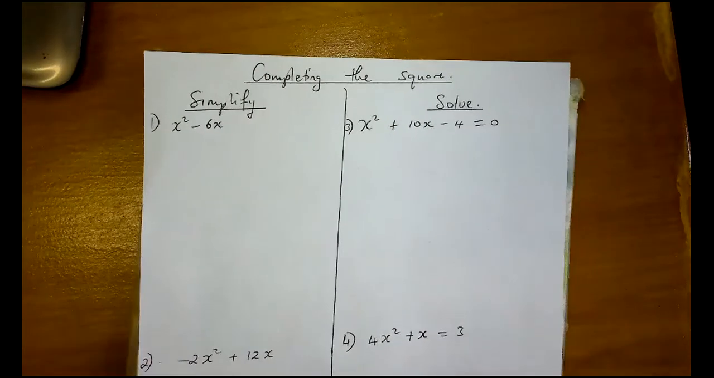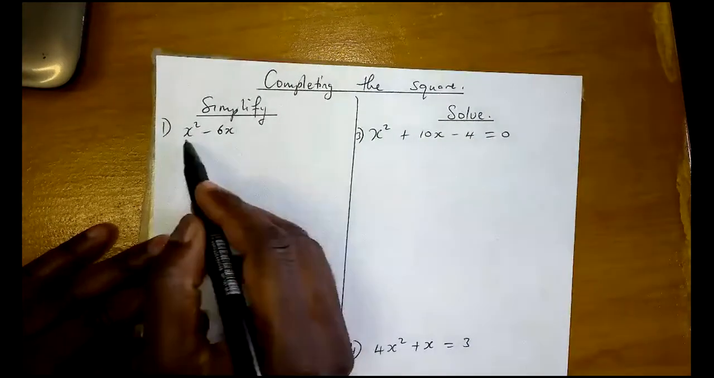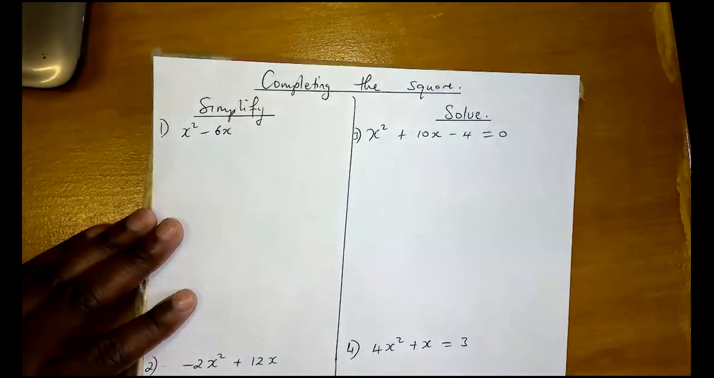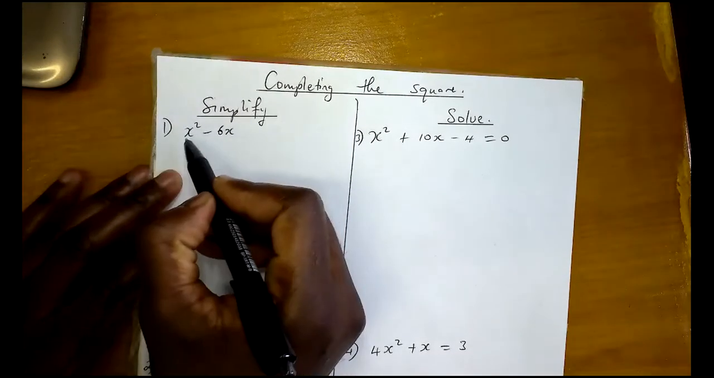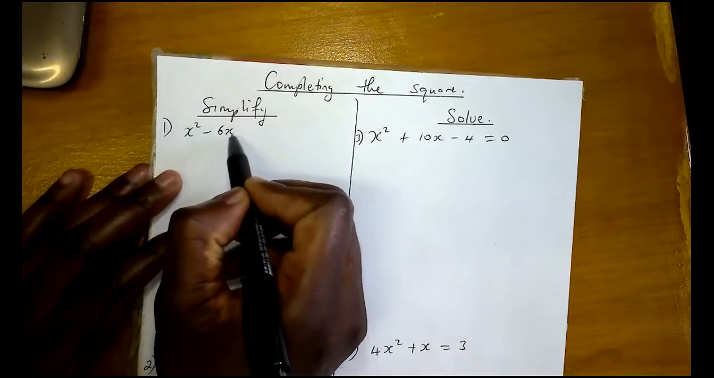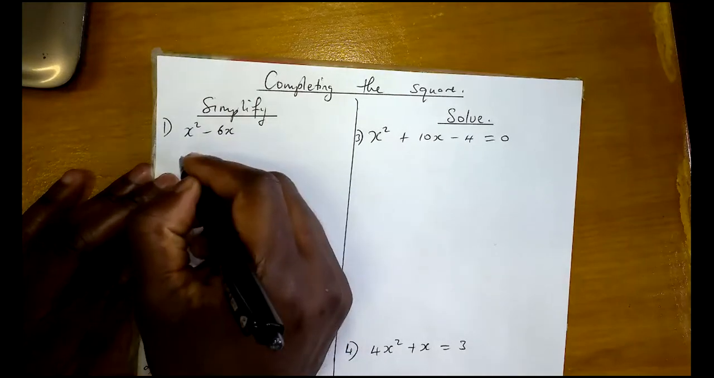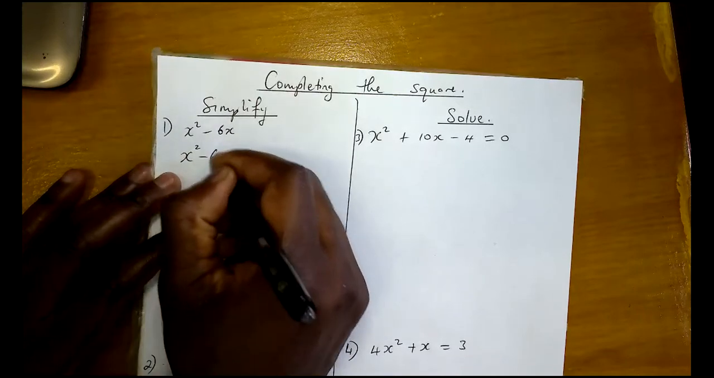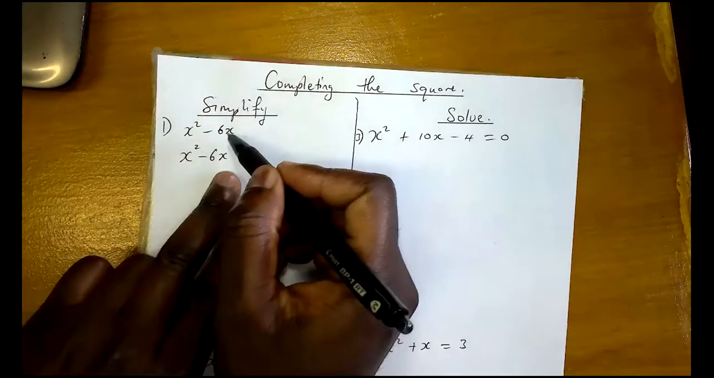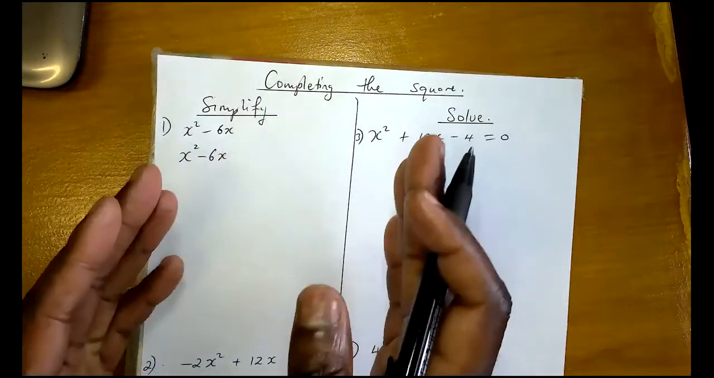Now we have some problems to solve here. Okay, the first one is x squared minus 6x, using completing the square here. Now always remember, completing the square, you focus on the coefficient of x. So we have x squared plus minus 6x, and you take half of the coefficient of x, you square it, you add and subtract.